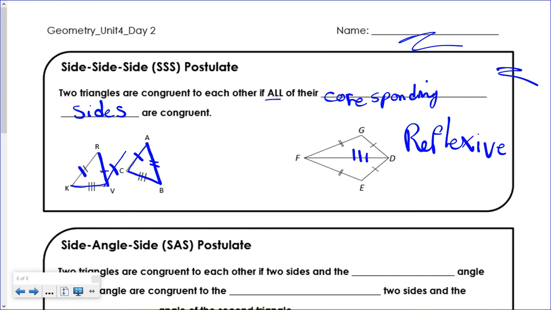We use this property often in this unit. So make sure you remember that reflexive is there, and it's something that we're going to use a lot. Okay?